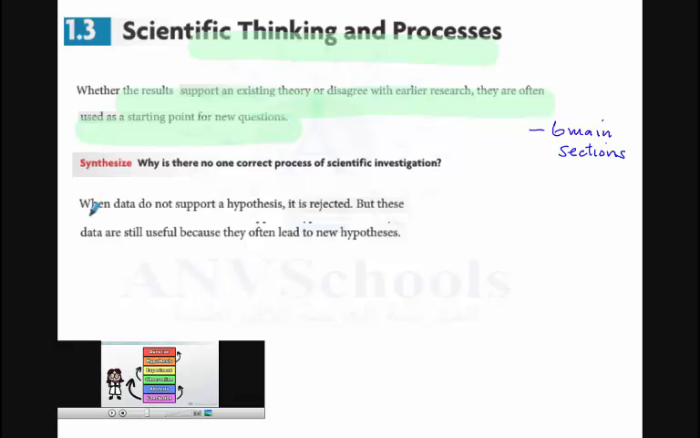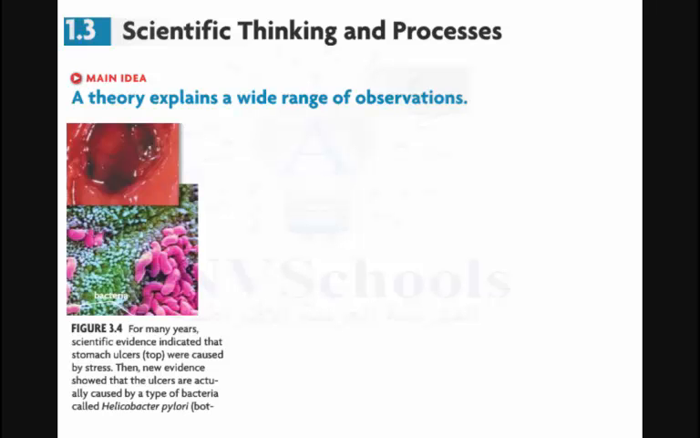When data do not support a hypothesis, it is rejected. But these data are still useful because they often lead to new hypotheses. The next thing that we are going to look at is the theory. A theory explains a wide range of observations.